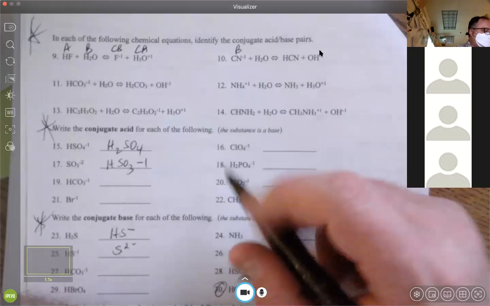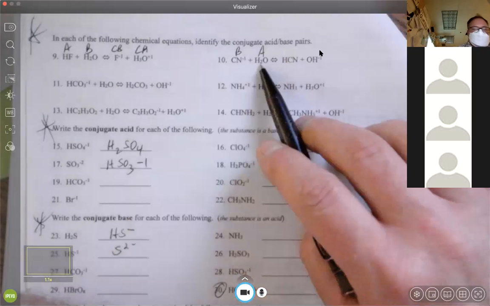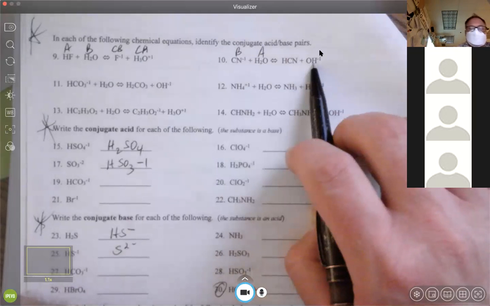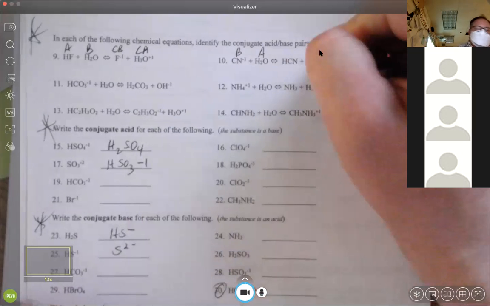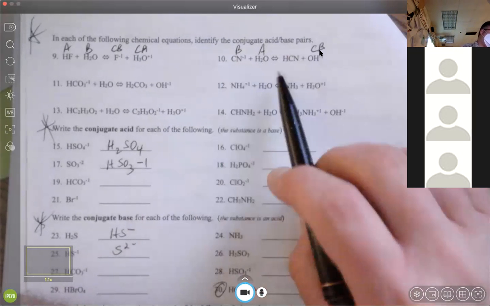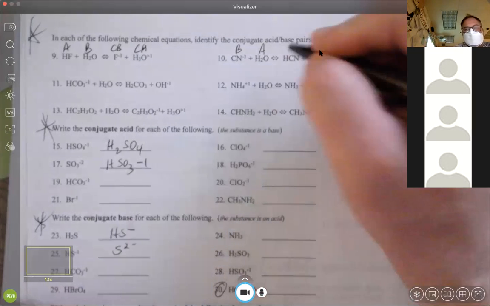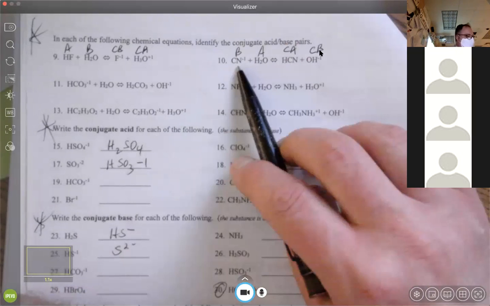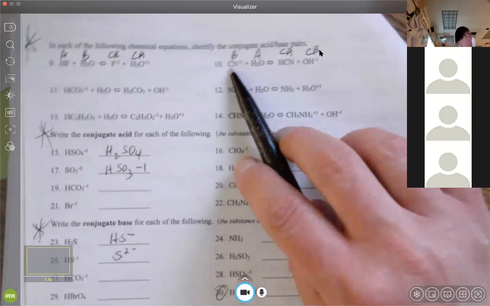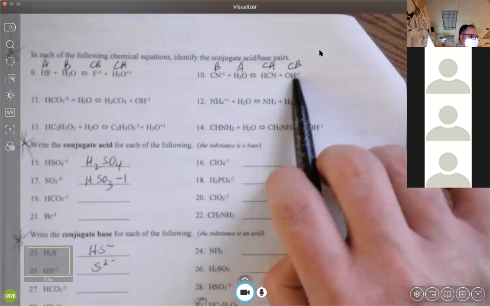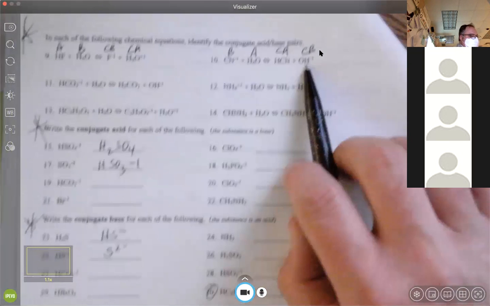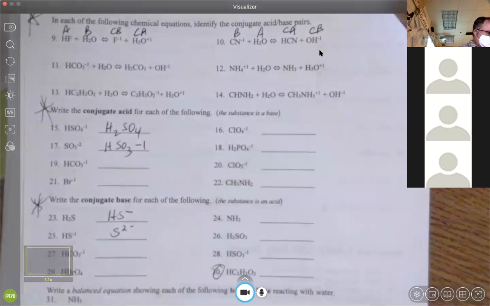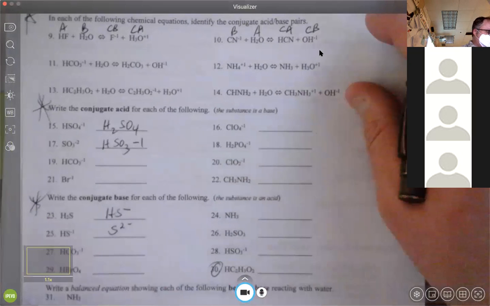But keep in mind what I said on the front page. An acid forms its conjugate base. So when it loses that H, it forms what we call the conjugate base. A base forms its conjugate acid. The only difference between this and this is an H plus. This received the H plus, this donated the H plus. So up here, you just tell whether it's an acid or a base.